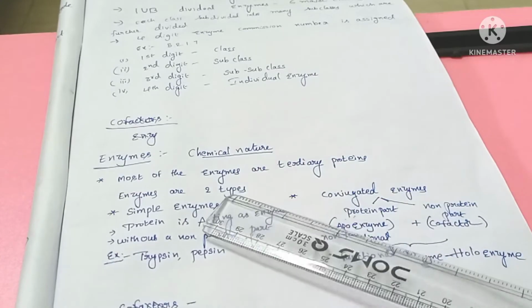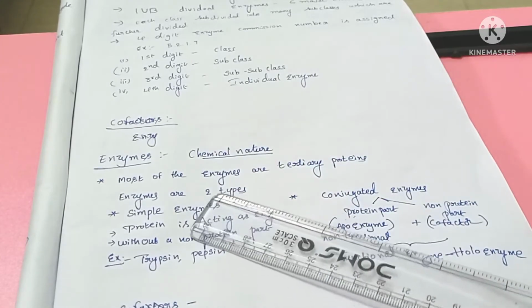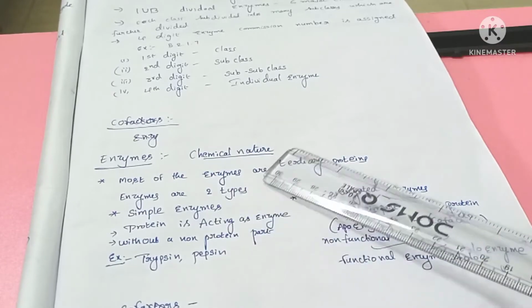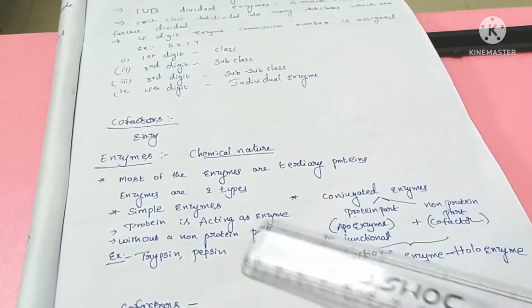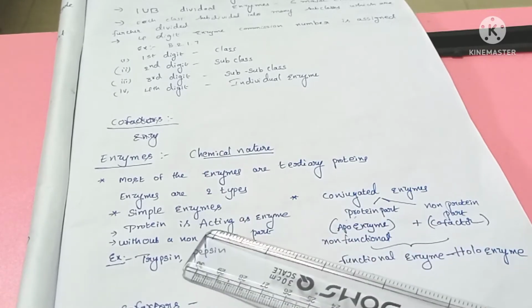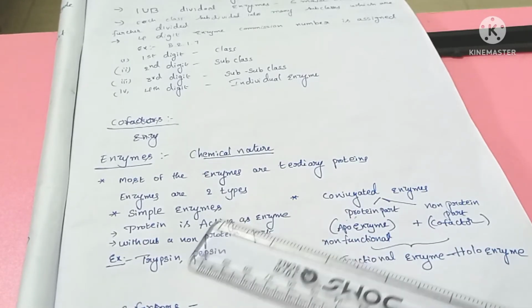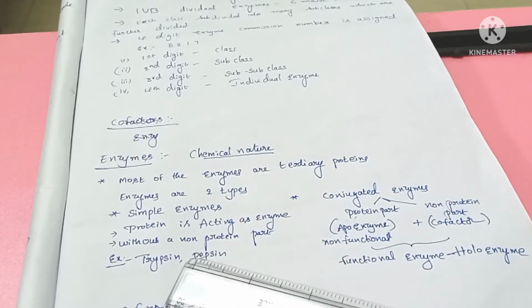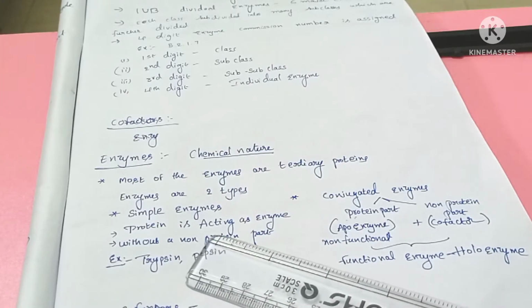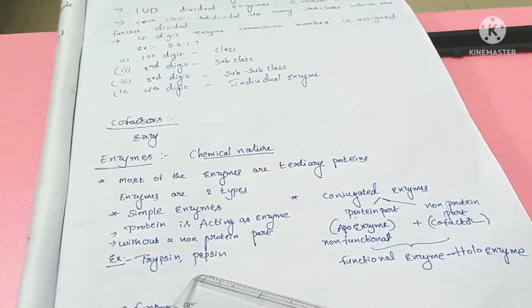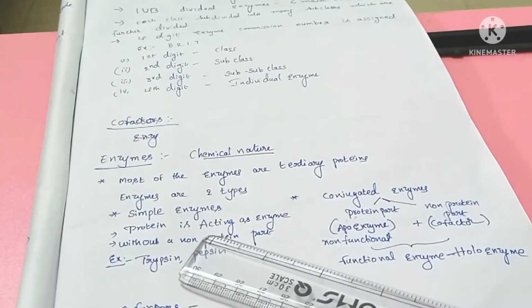Now you will see the chemical nature of enzymes. Most enzymes are tertiary proteins. These enzymes are of two types: simple enzymes and conjugated enzymes. In simple enzymes, the protein alone acts as the enzyme. There is no non-protein part present. Examples are trypsin and pepsin, which are simple enzymes.